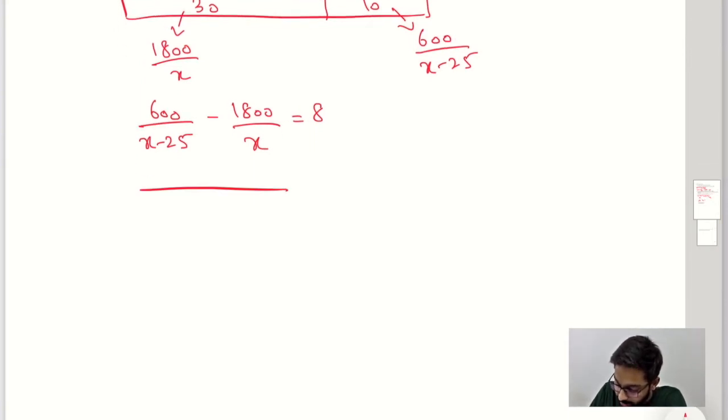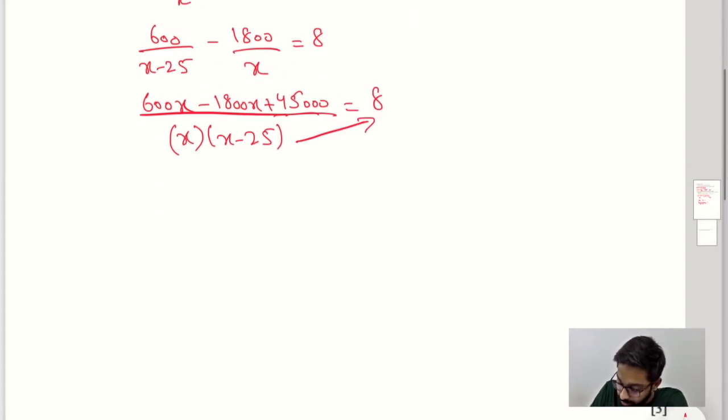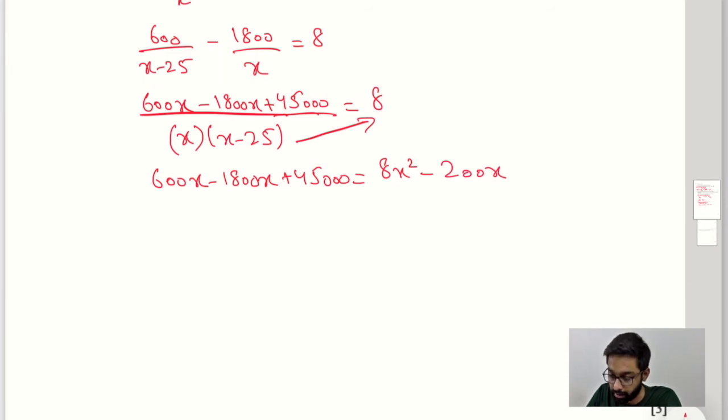For the first part, the LCM is X and X minus 25. I can write it like that. 600 gets multiplied by X, so you get 600X. Then 1800 gets multiplied by X minus 25, so you get negative 1800X plus 45,000 equal to 8. Now you can cross multiply this. When you do that, you have 600X minus 1800X plus 45,000 equal to 8X squared minus 200X in this case. Yeah, that is correct.